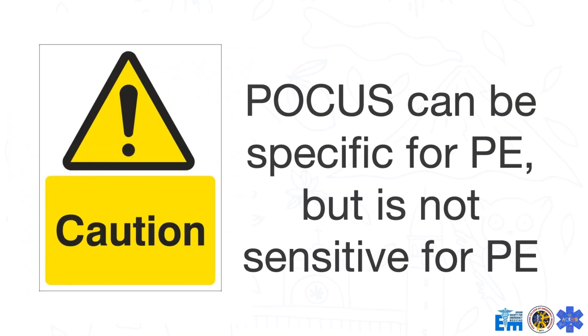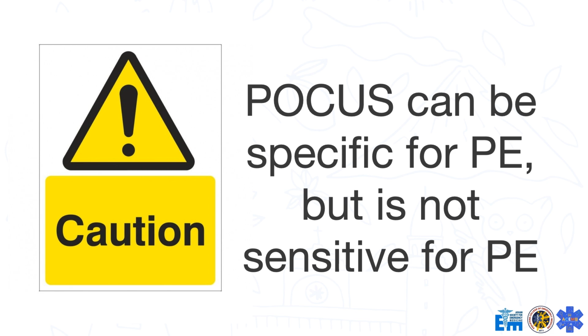Caution is that a normal cardiac POCUS does not mean no PE. POCUS can only detect PE that cause RV strain. Many patients can have PE that have no RV strain. Only massive and submassive PE tend to have RV strain.